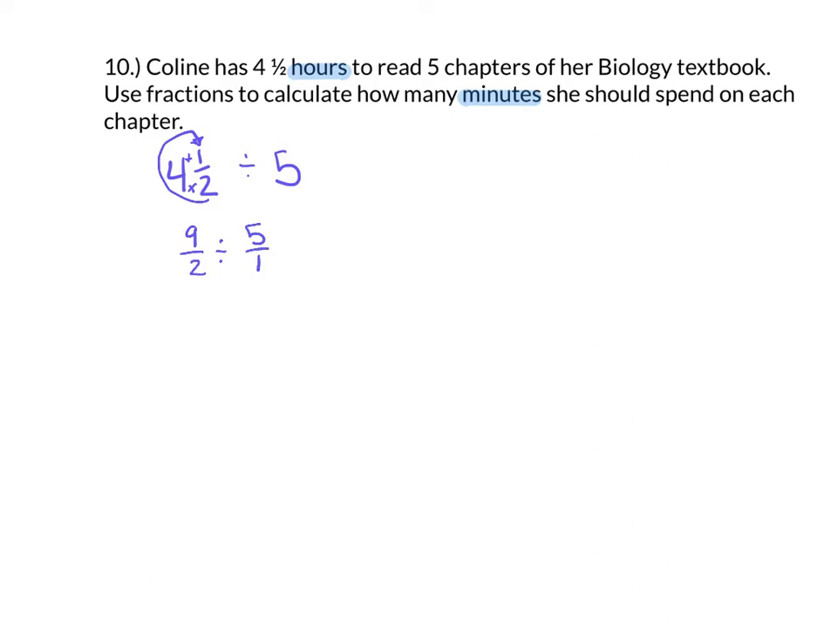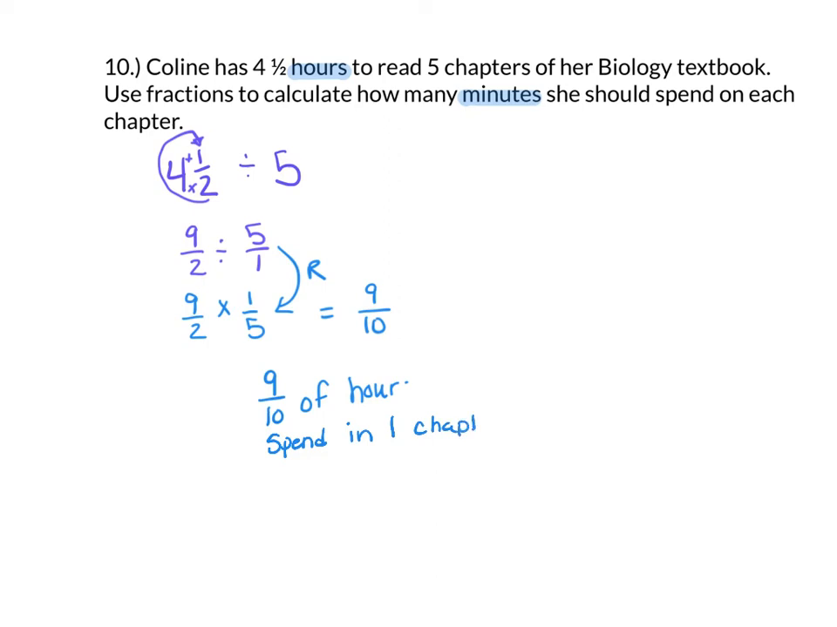Now I need to multiply by the reciprocal. So I have 9 halves times 1 over 5. So let's go ahead and multiply across. So I get 9, and then I get 2 times 5, which is 10. So I get 9/10. So what does this mean? It means 9/10 of an hour that she should spend in one chapter.